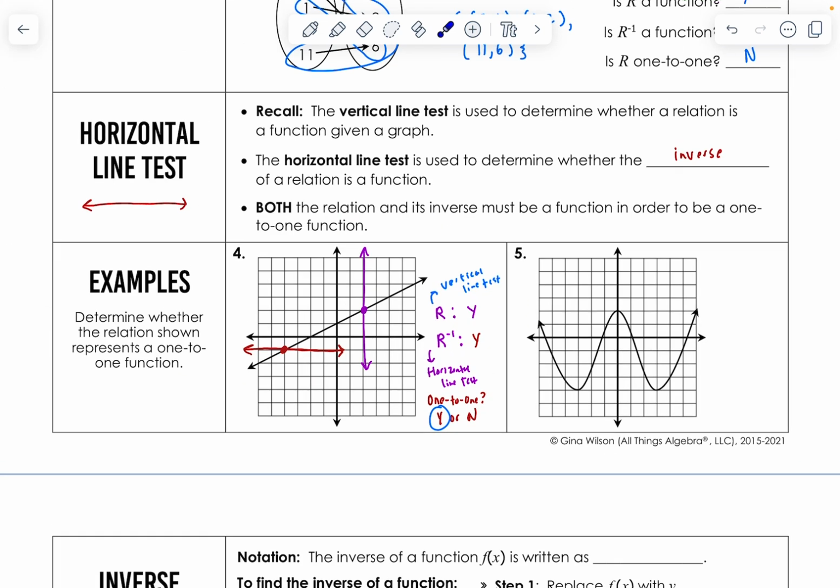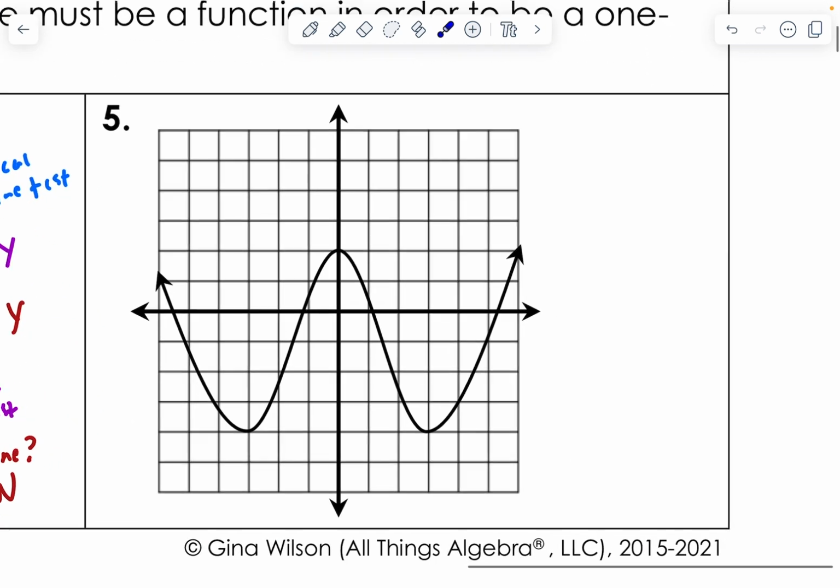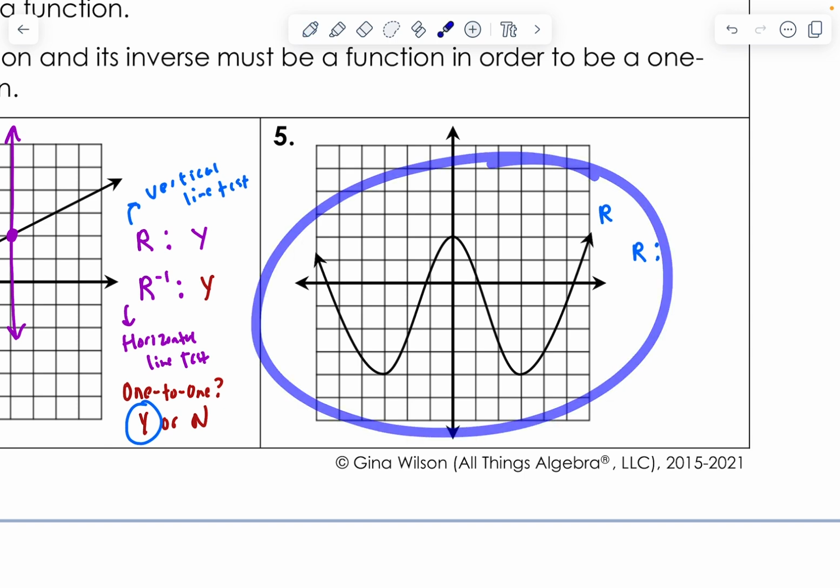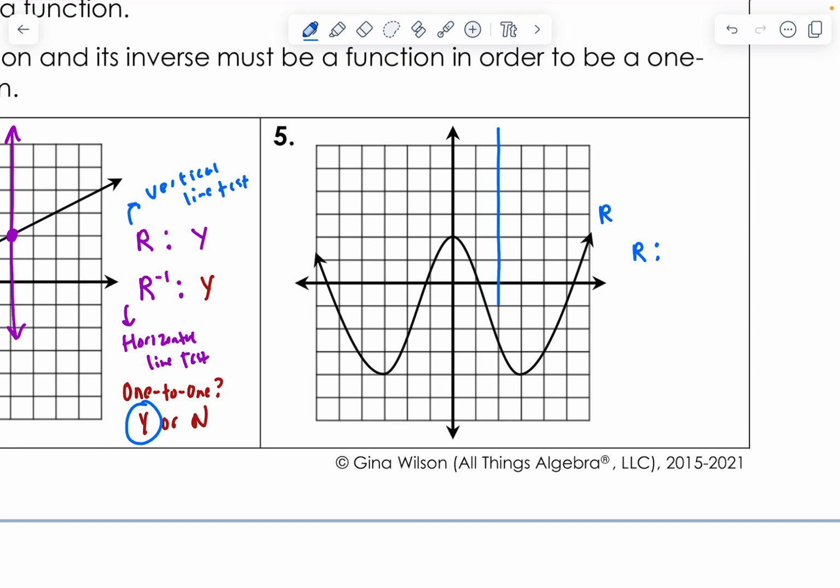We'll go over one more example here, number 5. We'll apply the same concept. We'll call this graph R again. So if I'm dealing with R, in order to determine if this graph is a function, I'm going to apply the vertical line test. I'll always only hit 1 point. So because of that, we'll say that this graph is, yes, a function.